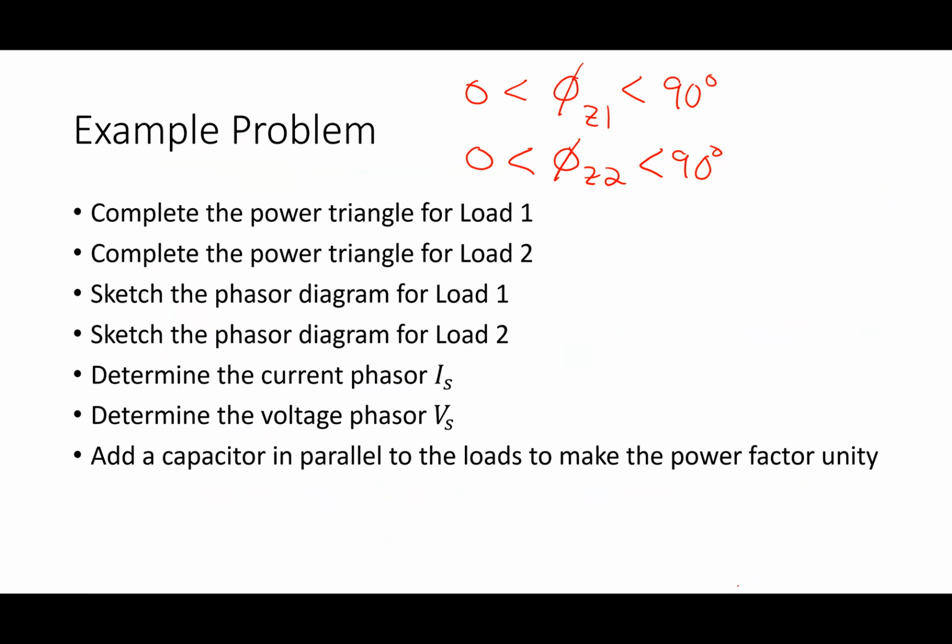I want to go through the power triangle for load 1 and the power triangle for load 2. So what that means is I want to calculate P1 plus jQ1, and for load 2, P2 plus jQ2. And then I want to figure out the phasor diagram. What's that mean? Well, I want to figure out where's the voltage, where's the current, all that stuff. Then I want to figure out the phasor IS and the phasor VS.